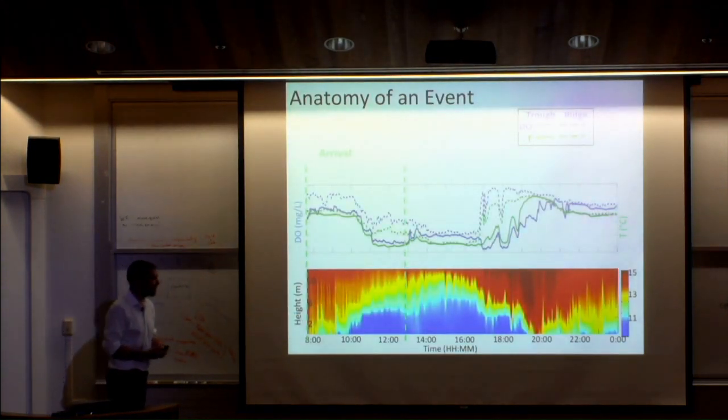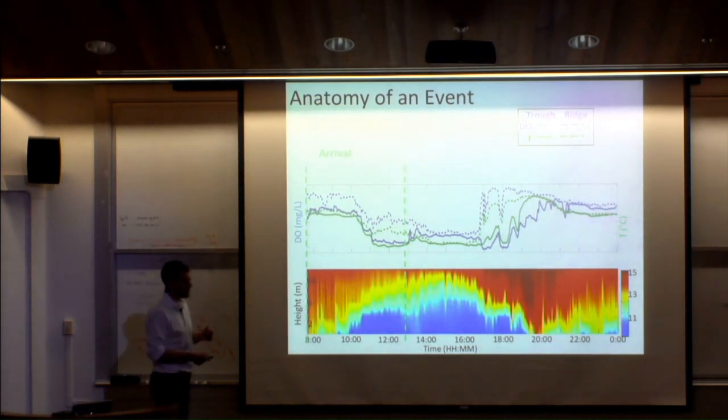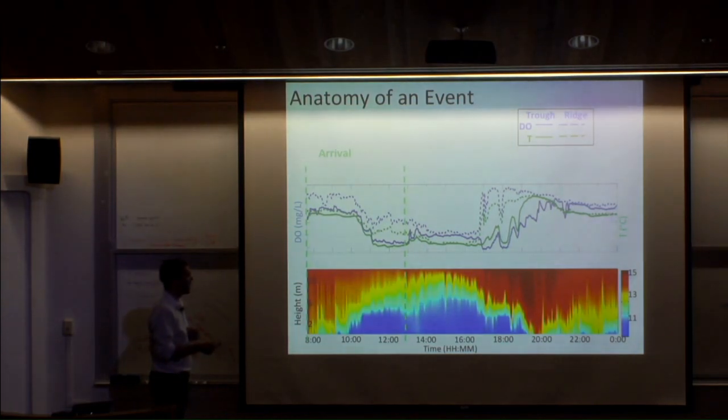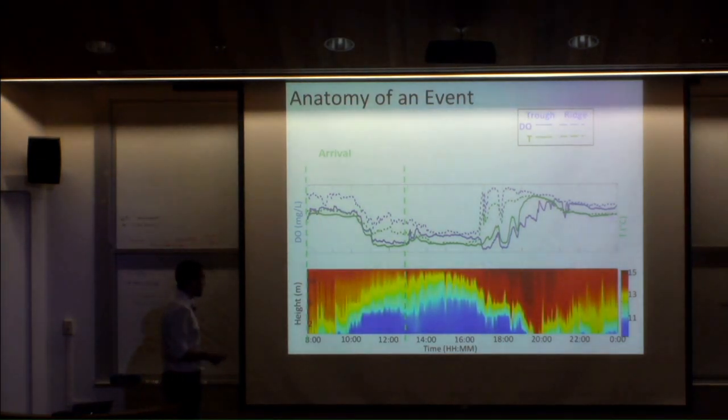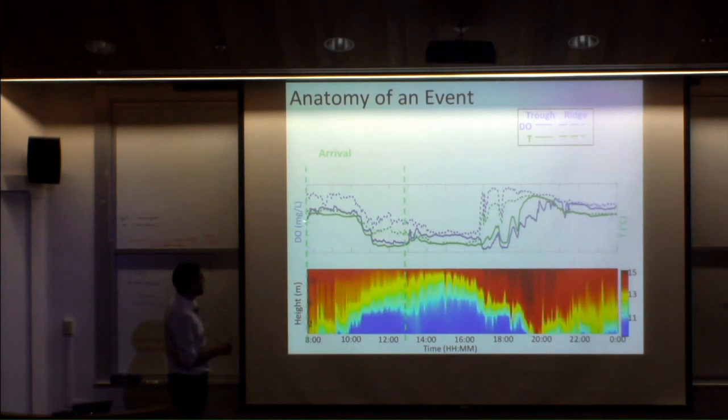If we look very closely at a single internal bore event in the kelp forest from the perspective of just one of these sites, we see that during the internal bore arrival, temperature and oxygen at this site, temperature is in green here, oxygen is in blue. The time scale is on the hour scale. And the trough sensors are solid lines, while the ridge sensors are these dashed lines. We see that as the bore starts to fill the water column, we'll see a drop in temperature and oxygen, with some stratification still, so some vertical differences in temperature and oxygen between our trough and ridge sensors, as the internal bore hasn't fully filled the water column.